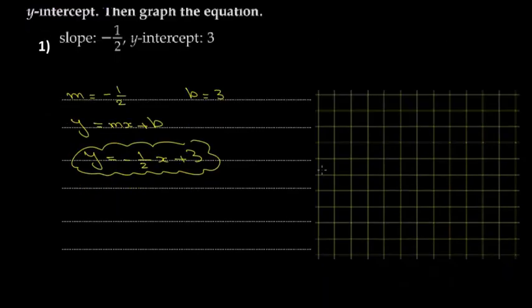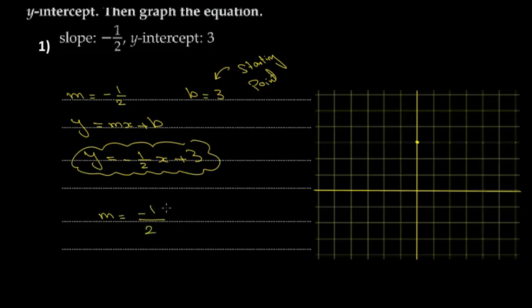Now we need to graph the equation. We start from b, which is the y-intercept and defines the starting point. b is equal to 3, so we start from 3. What is the meaning of the slope? The slope is equal to -1/2. We say the slope is the change of y over the change of x.